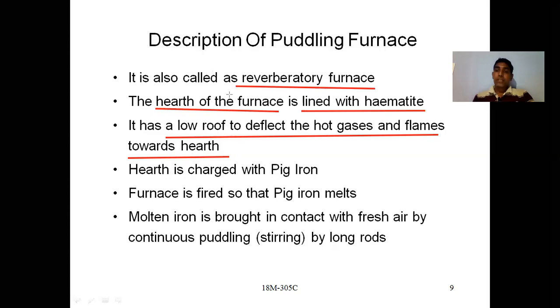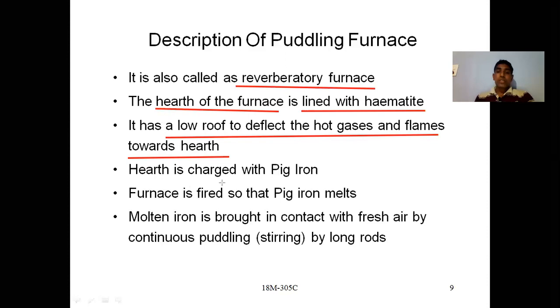Reverberatory furnace. So it has a low roof with a dome shape, and because of that, the hot gases and the flames are deflected towards the hearth. So because of that, it is known as a reverberatory furnace.